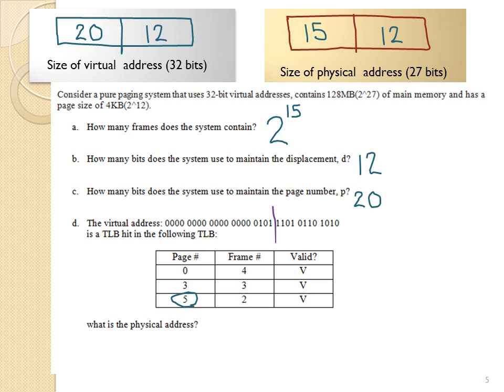Then the question asks, what is the physical address? Well, the offset is going to be the same, but on the left side you're going to represent the frame number and not the page number. So it's going to be frame 2 with the same offset as the logical address. You would use 27 bits in total for your physical address and 32 bits in total for your logical address.